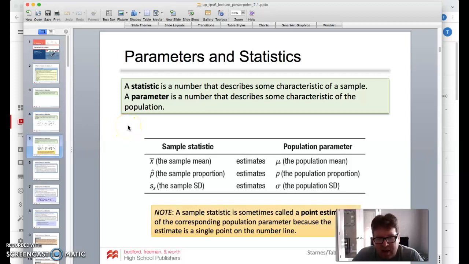All right, so remember, a sample statistic is sometimes called a point estimator of the corresponding population parameter because the estimate is a single point on a number line.